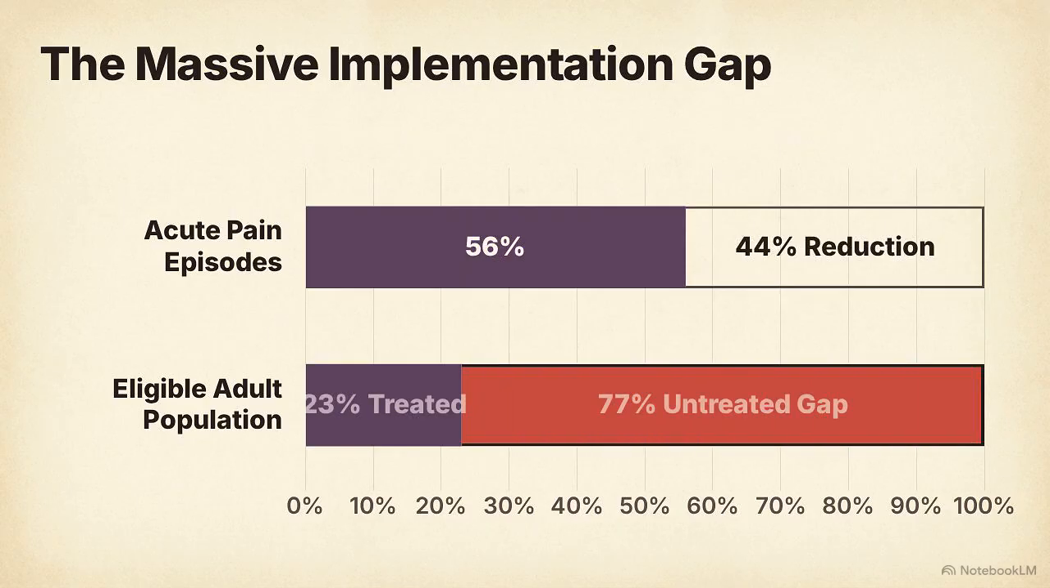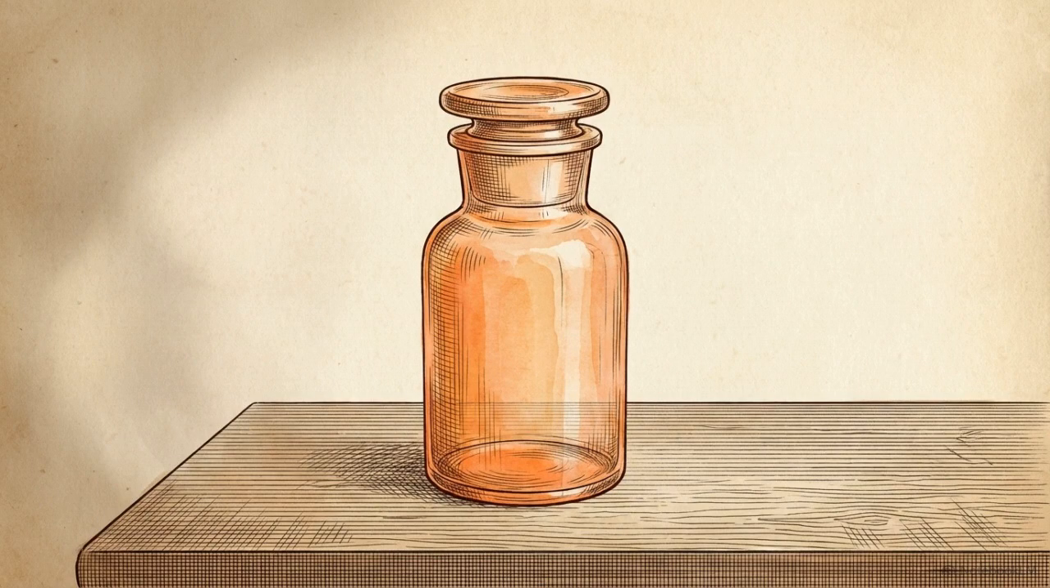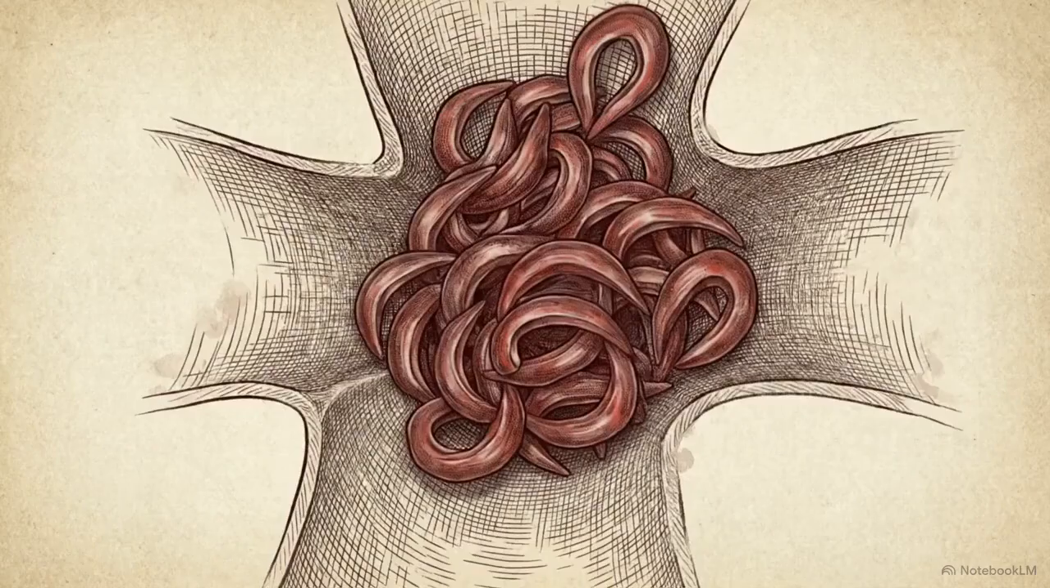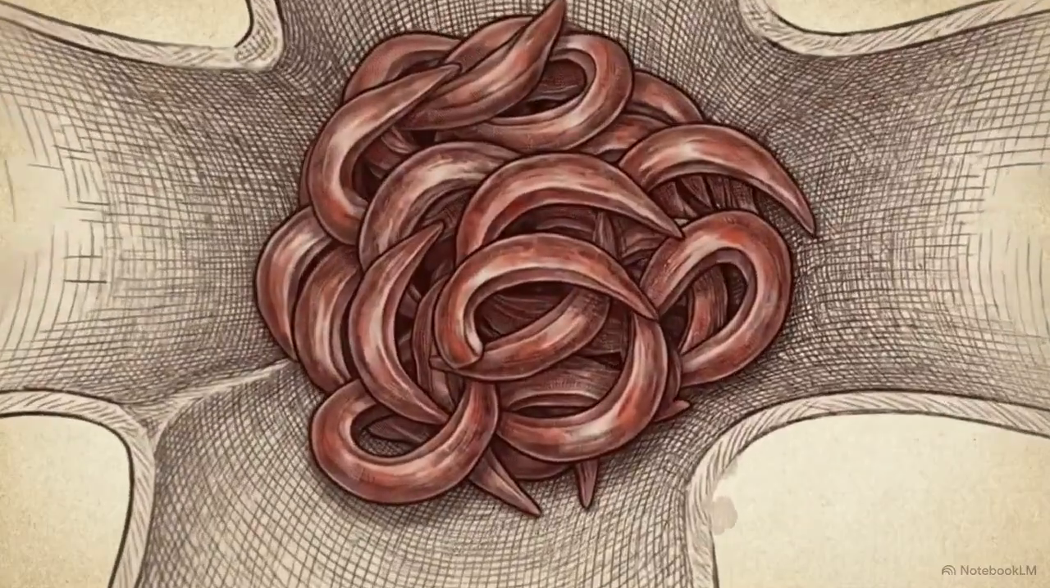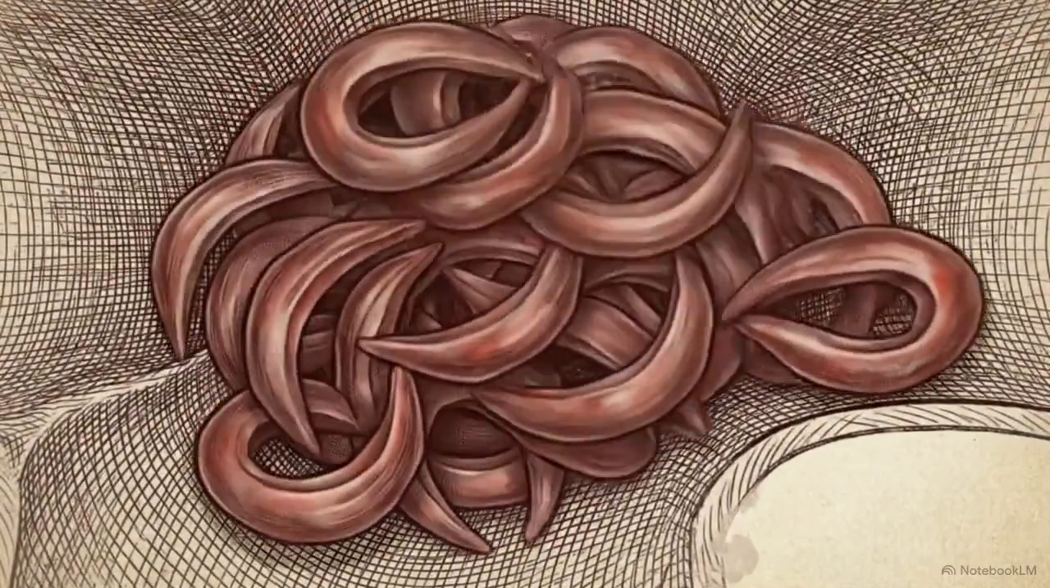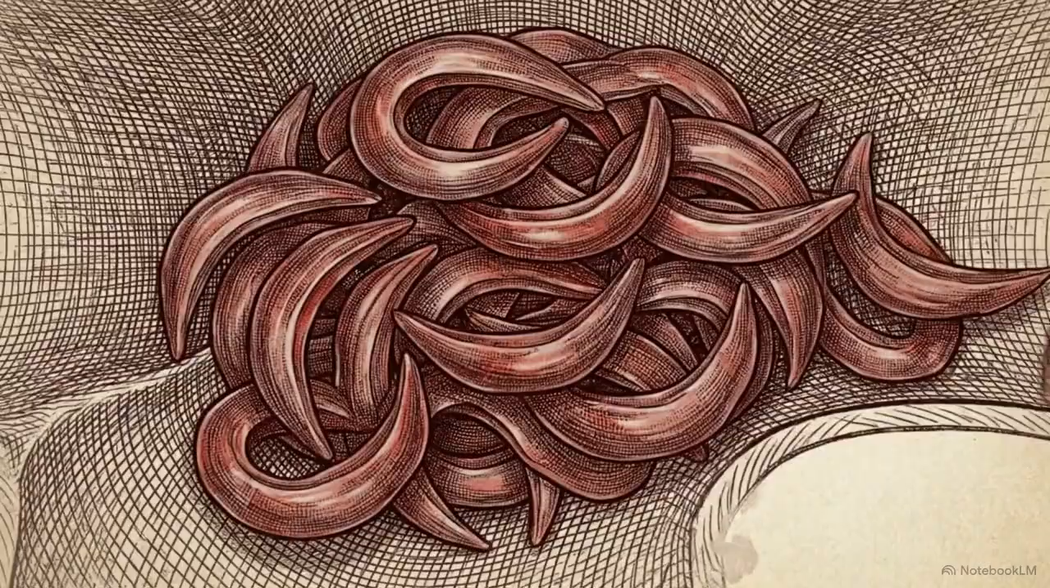gap exists. Currently, only about 23% of eligible adults actually receive the drug. We possess effective pharmacotherapy to suppress the disease, but its widespread underutilization guarantees that the biochemical cascades of Stream 1 and 2 continue unchecked in the vast majority of the adult patient population.